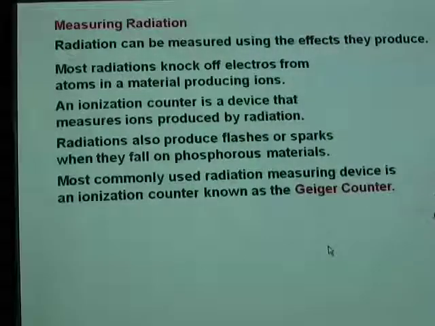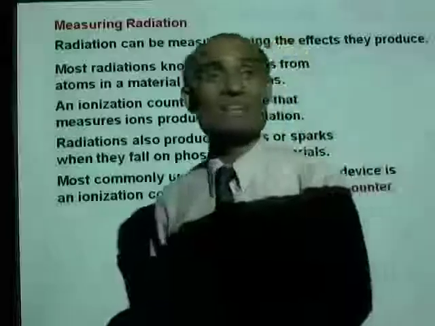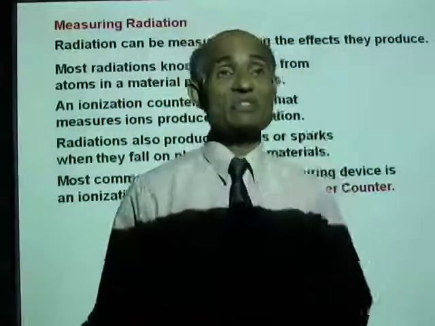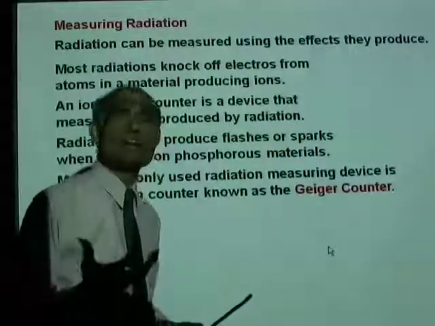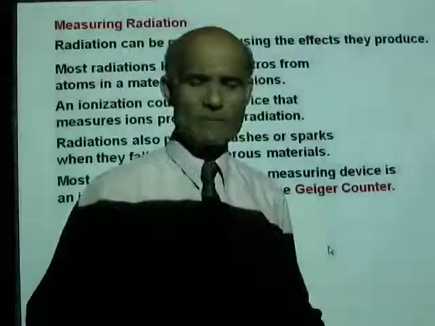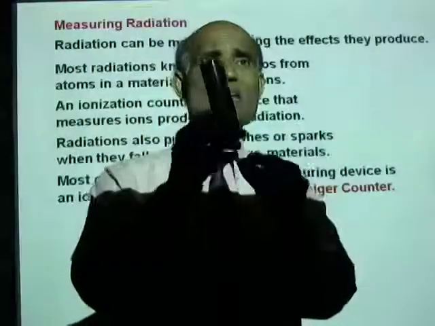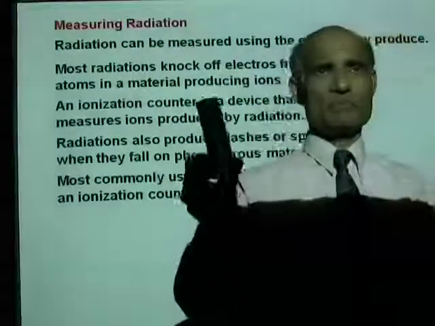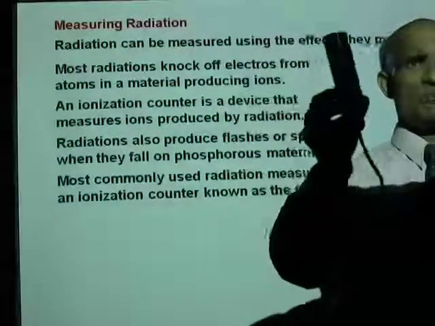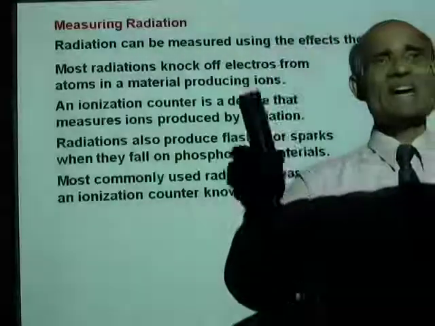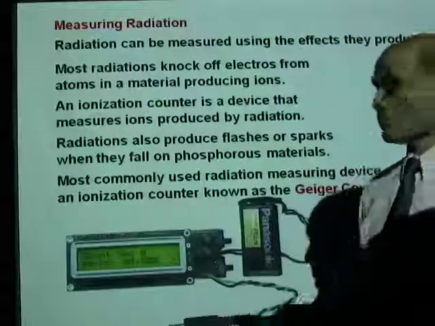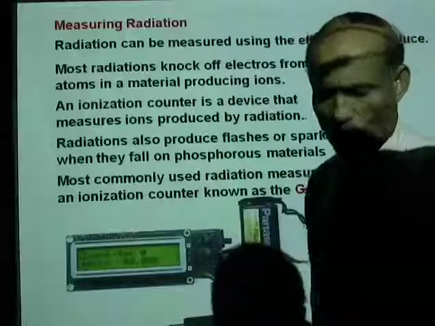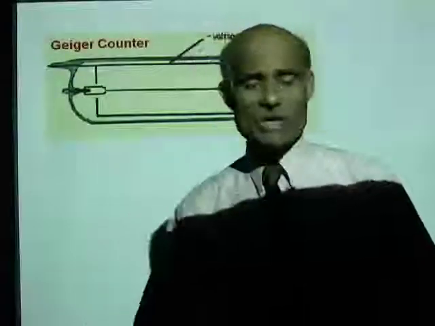Now, the most commonly used radiation measuring device uses the property of ionization, and the most commonly used measuring device for radiation is the Geiger counter. Now, I have a Geiger counter in here. This is a Geiger counter. Let me see if I can put it in a place where light will show on it. A Geiger counter. Now, what is it made of? Well, that is just a picture. That's not very useful. But I have a diagram that shows what a Geiger counter is.